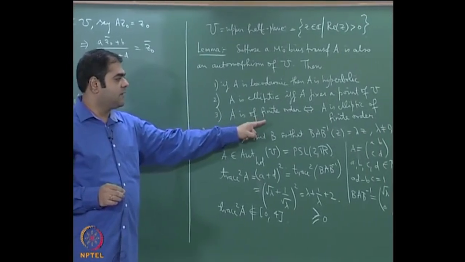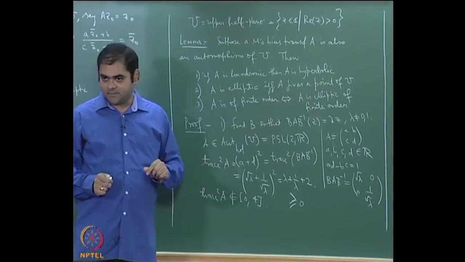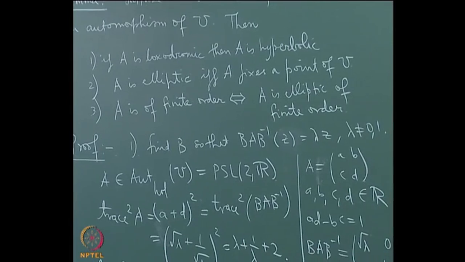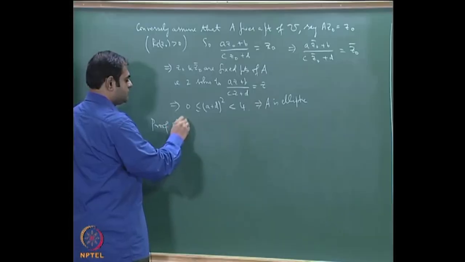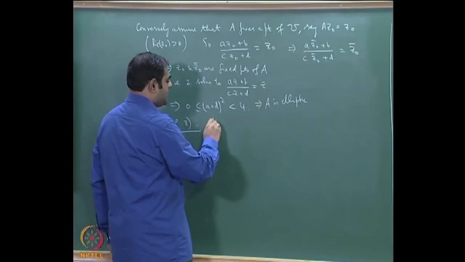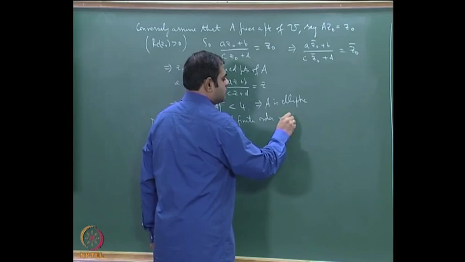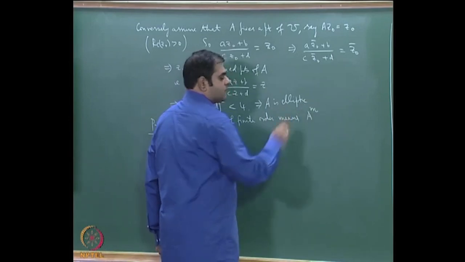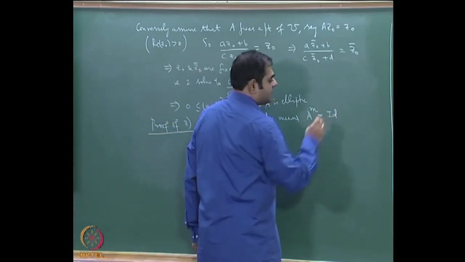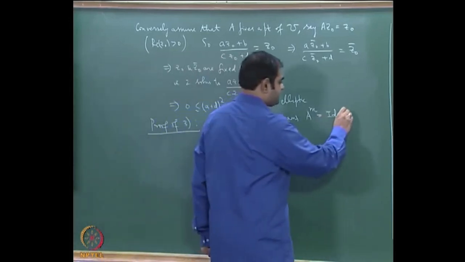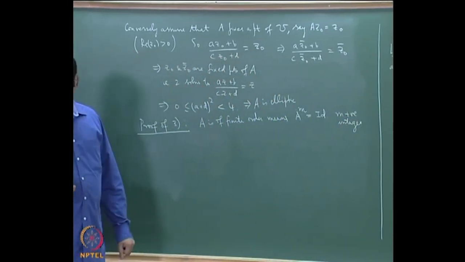A is of finite order if and only if A is elliptic, so I have to assume A is of finite order and I will have to prove A is elliptic, alright. So let me do that. Proof of 3. A is of finite order. Order means A power m, okay, you apply the Mobius transformation A m times, then you get the identity transformation, where m is a positive integer. This is what it means for A to be of finite order.